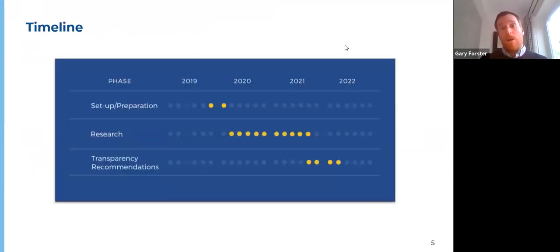In terms of the timeline of the project, it started in late 2019 with us building the team and working out what we were going to be focusing on. We then undertook research from the start of 2020. And the research is split into 5 workstreams. So we're now approaching the end of Workstream 3, hence us launching the report today. The transparency recommendations that will be coming out of all this work will be in around September time this year.